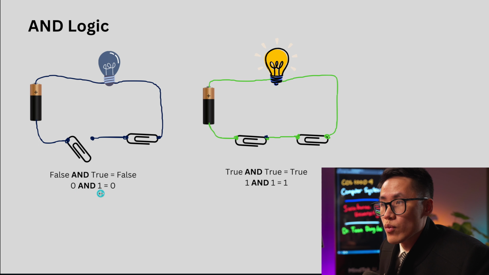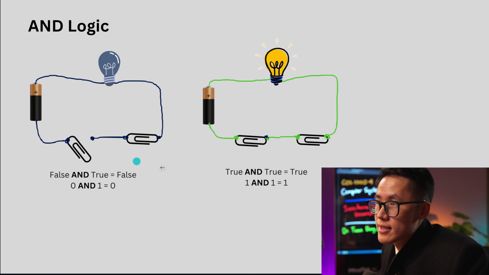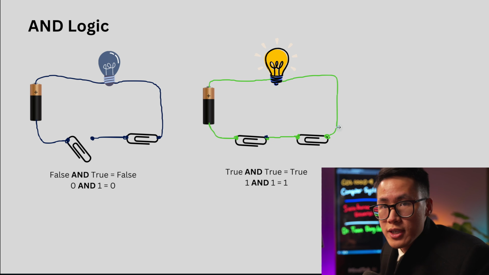And 0 and 1 equals 0. Okay, now let's have a look at this example on your right. You can see the signal can go through the bulb because both of the gate is closed. So the signal can go through gate number 1 and gate number 2. So to write the statement, to write the logic, I can do true and true equal true. Or I can say 1 and 1 equal 1. And this one is the AND logic. So in an AND logics, all of the statement need to be true in order to the final thing to be true.